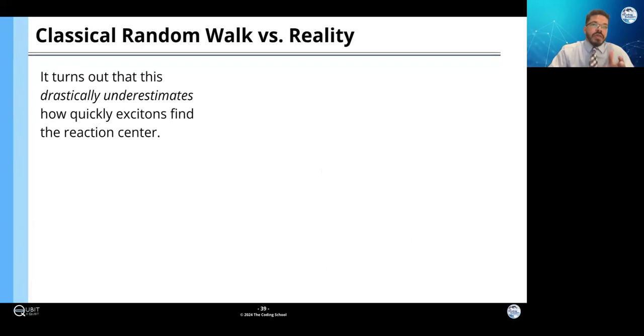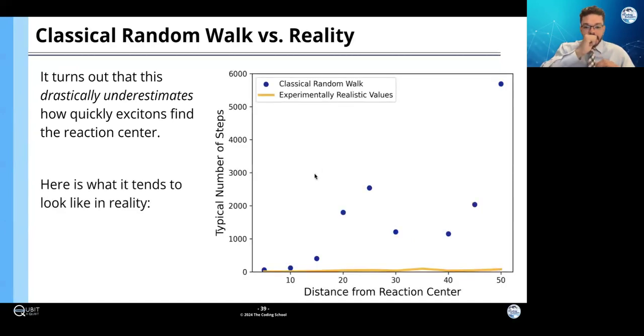So it turns out that this theory, despite how beautiful it is and the coolness of a random walk, does not reflect reality. Our classical random walk says you're going to need thousands of steps, even if you're just a few pigment molecules away from the reaction center. The reality is that yellow line, and it's almost hard to tell. The yellow line is so small relative to these data points that it looks just flat. It looks like it doesn't matter.